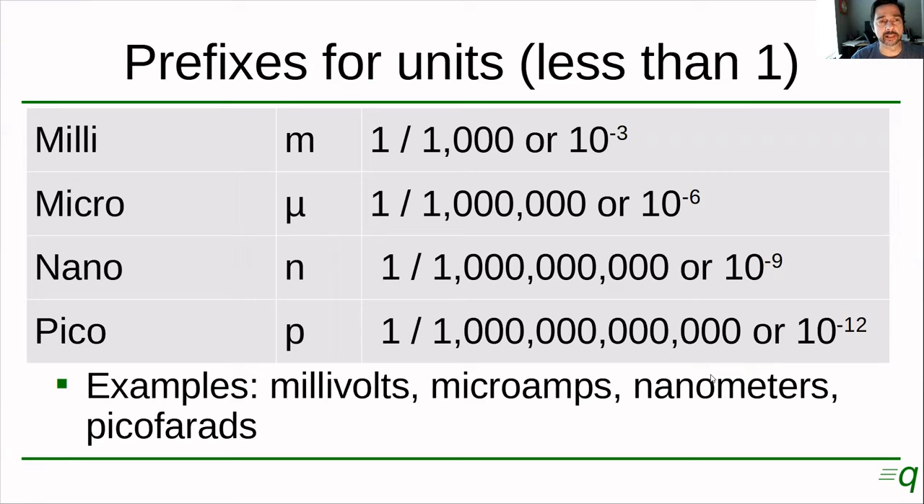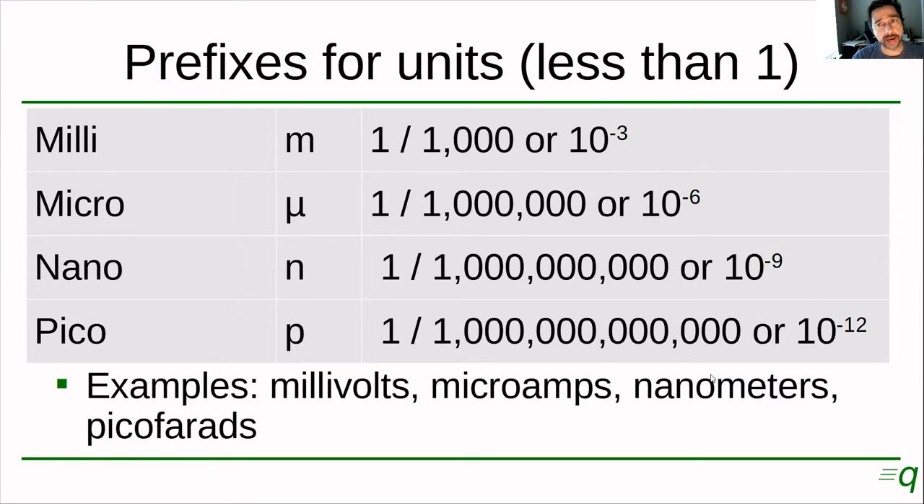Even lower than that is pico, symbolized with a lowercase p, and that is 10 to the negative 12. In another class, when we start looking at capacitors, we will see that pico is a prefix that is used many times for capacitors. For instance, a picofarad. So that's tiny units of capacitance.